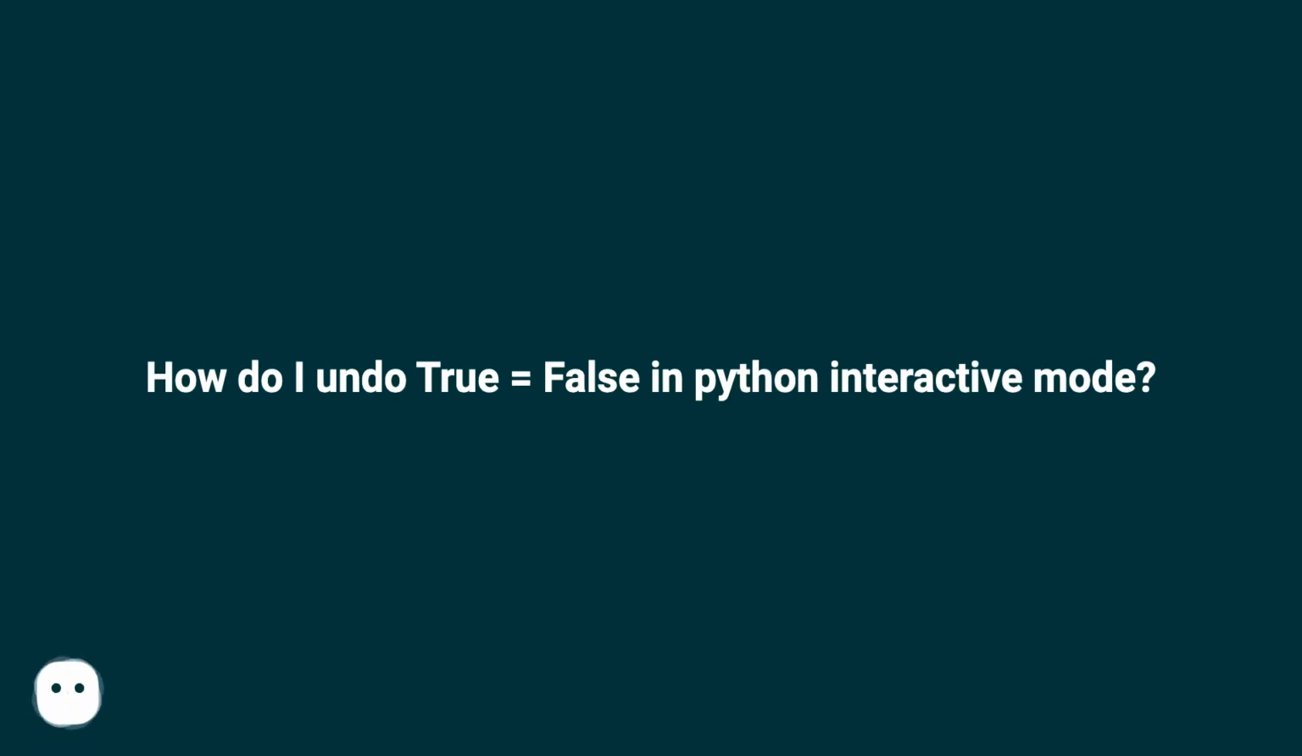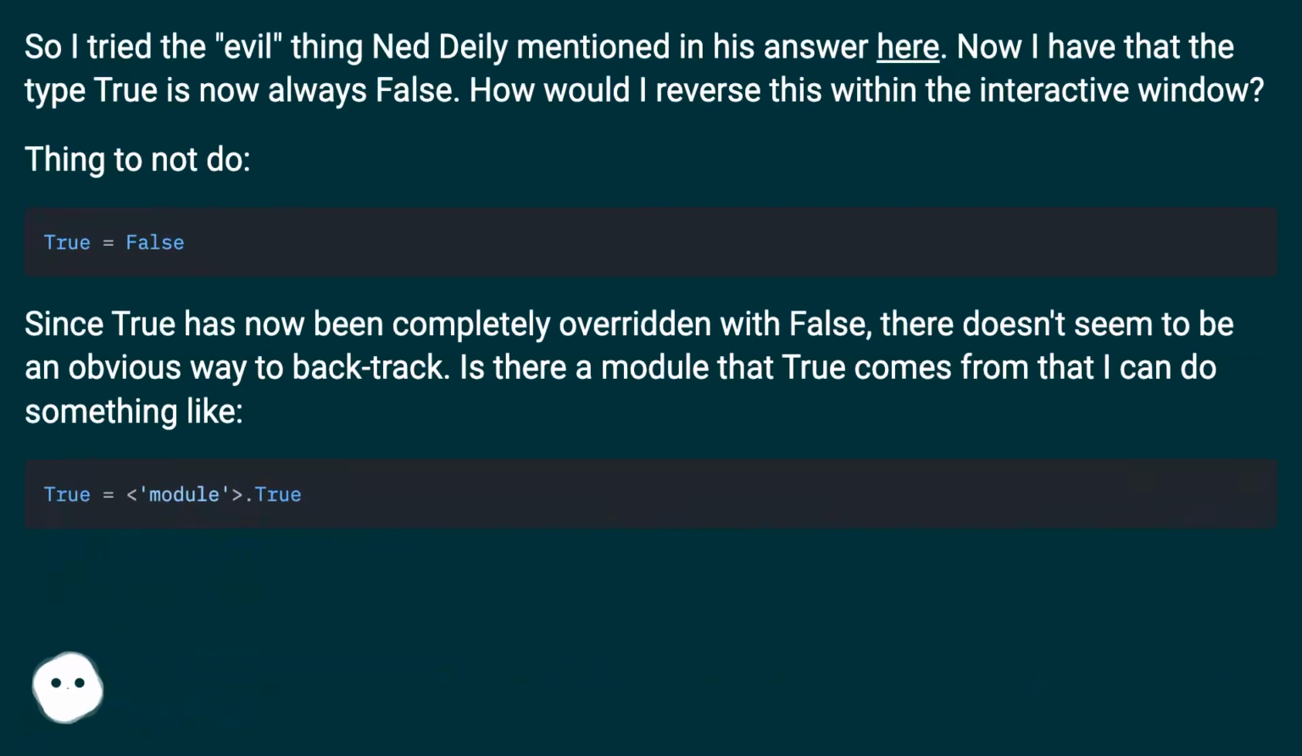How do I undo true equals false in Python interactive mode? So I tried the evil thing Nate Dilly mentioned in his answer here. Now I have that the type true is now always false. How would I reverse this within the interactive window?